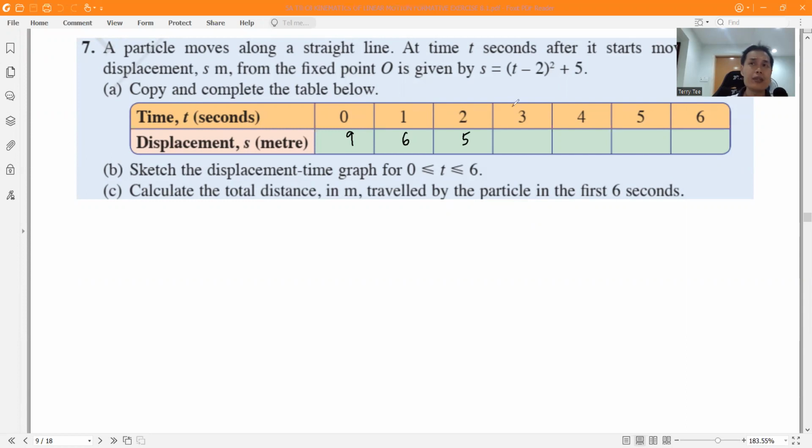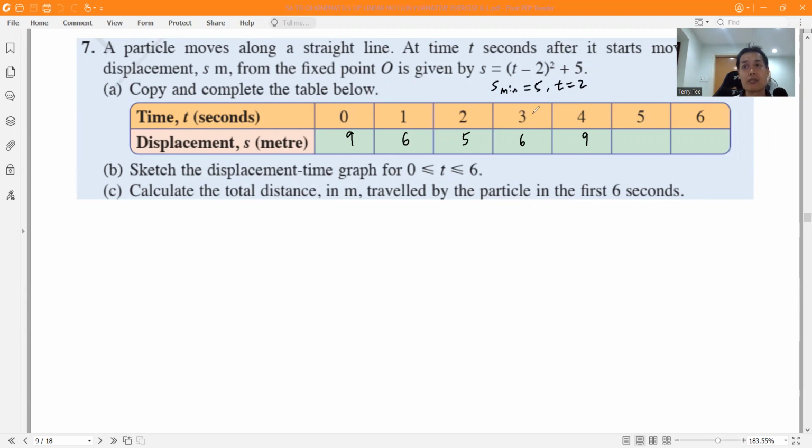This is 5. Now, one thing about quadratics, they're always symmetrical. If you remember, you've done this in Form 4. The minimum is 5 and t is 2. So t equals 2 is the axis of symmetry. The graph is symmetrical at 2. So if you move on to 3, this will be 6, then this will be 9. They're symmetrical, you don't have to count.